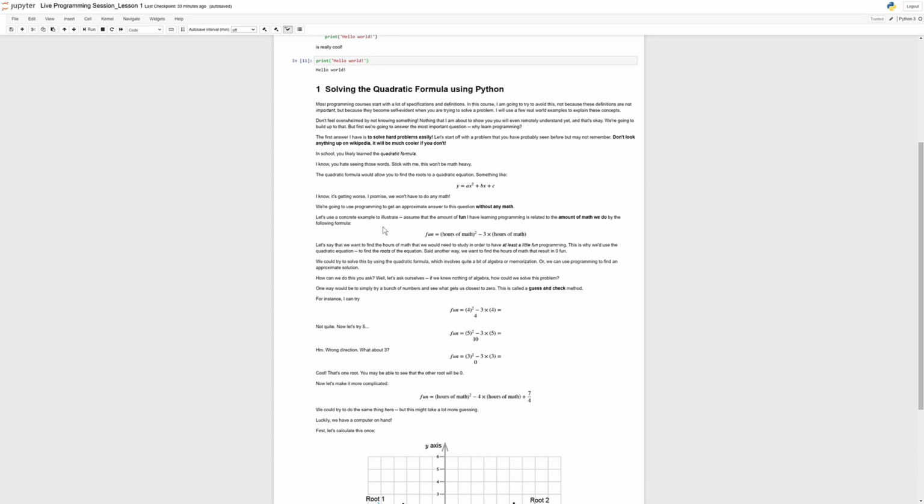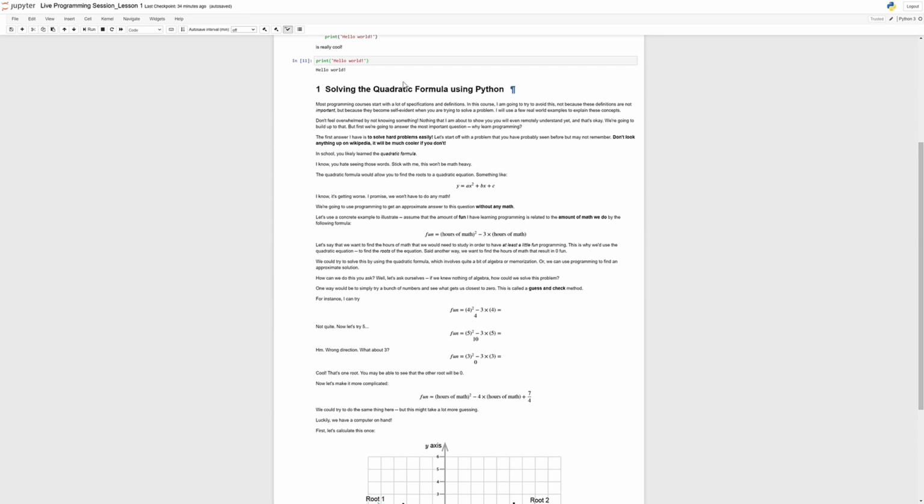Starting there, the very first problem we're going to try to solve is solving the quadratic formula. Now, I know this might sound a little scary, especially if you never liked math, but don't worry, this isn't going to be a lot of math. We're not going to be doing any algebra. We're not going to really be doing anything like that. The only thing that we're going to do is just talk about what the problem is and use programming to solve it for us without knowing any algebra. So that's going to be our goal going into this.